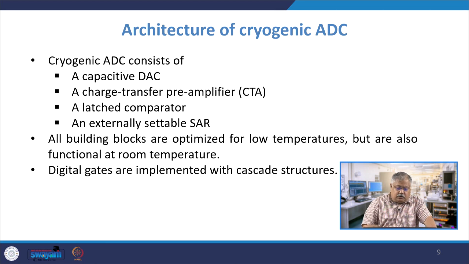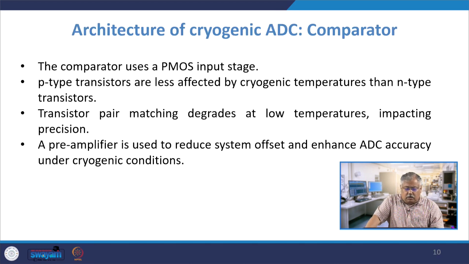So, as I discussed with you, you have a latched comparator, you have an externally available SAR, and the digital gates are implemented in a cascaded structure, and all of these are low temperature designs. Now, the comparator uses a PMOS input stage. Why? Because as I discussed with you earlier also, PMOS are relatively more stable at cryogenic temperatures than N-type semiconductors.